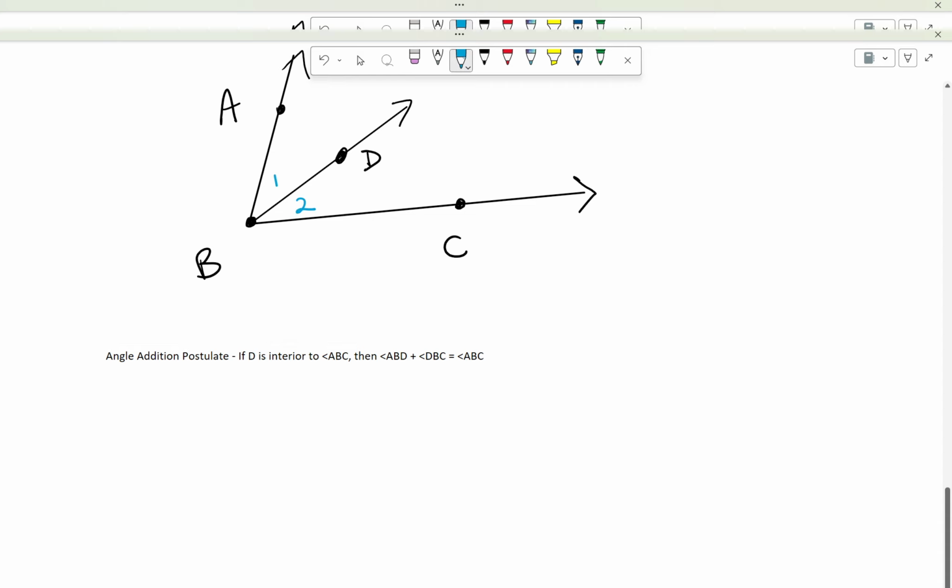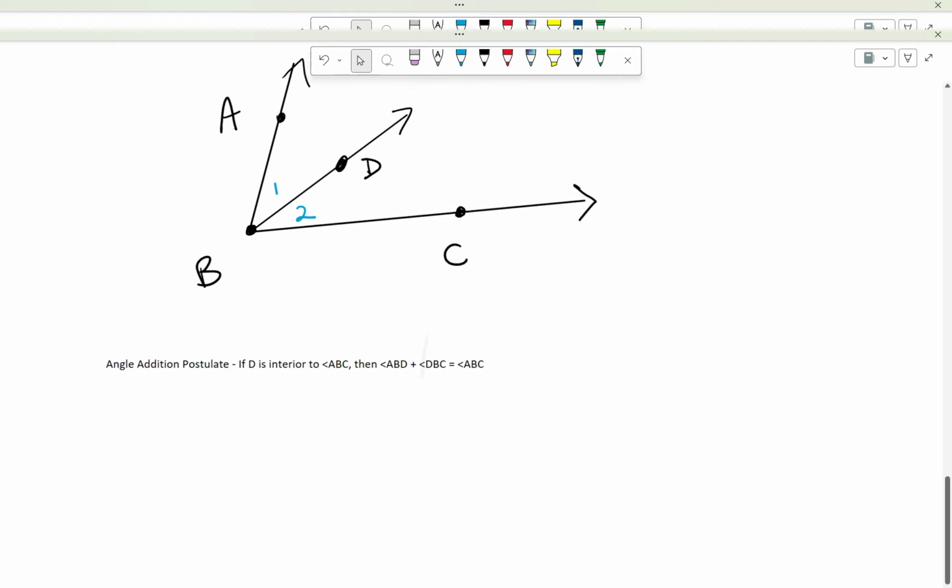Now, let's give it a little bit more here. This is angle 1 and 2. I'm going to name these. So moreover, what I'm saying here is that if I have angle 1 plus angle 2, that's going to be equal to angle ABC.